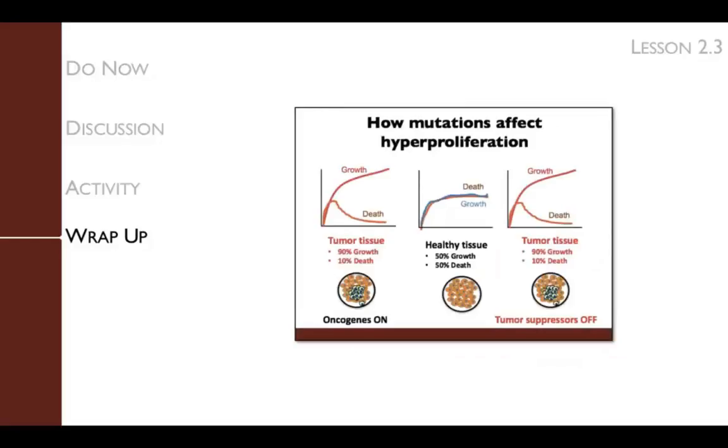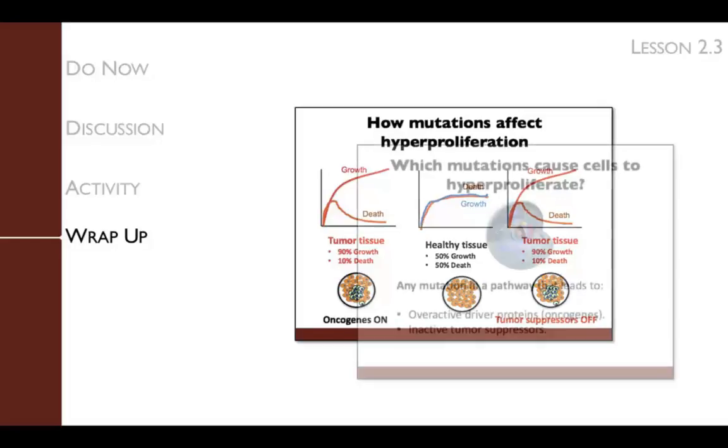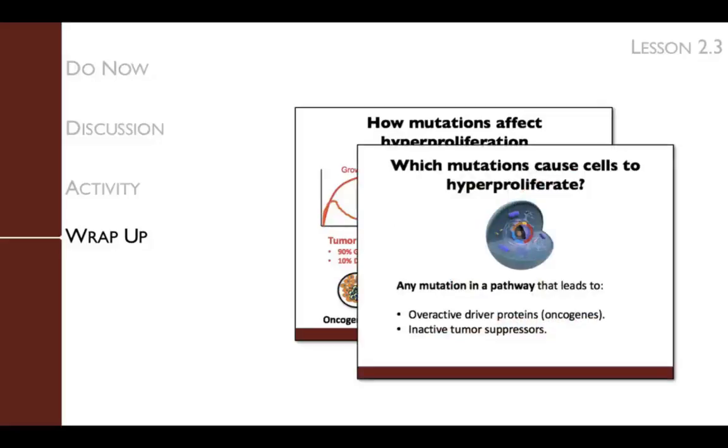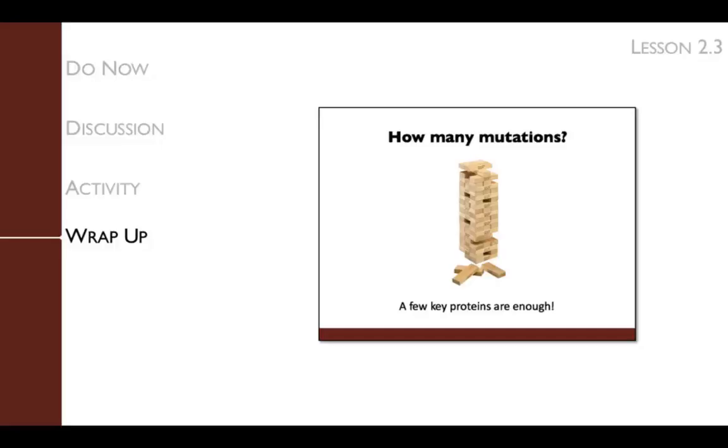Mutations in key genes or pathways that interact with key genes can ultimately lead to hyperproliferation. We take a closer look at the following mutations in proto-oncogenes and in tumor suppressors, which can lead to hyperproliferation. A key point is that the mutation doesn't necessarily need to be in the gene. A mutation in any pathway that leads to overactive driver genes or underactive tumor suppressors will lead a cell to hyperproliferate. Only a few key mutations in a signaling cascade that controls cell division can lead to hyperproliferation, the first stage of cancer formation.